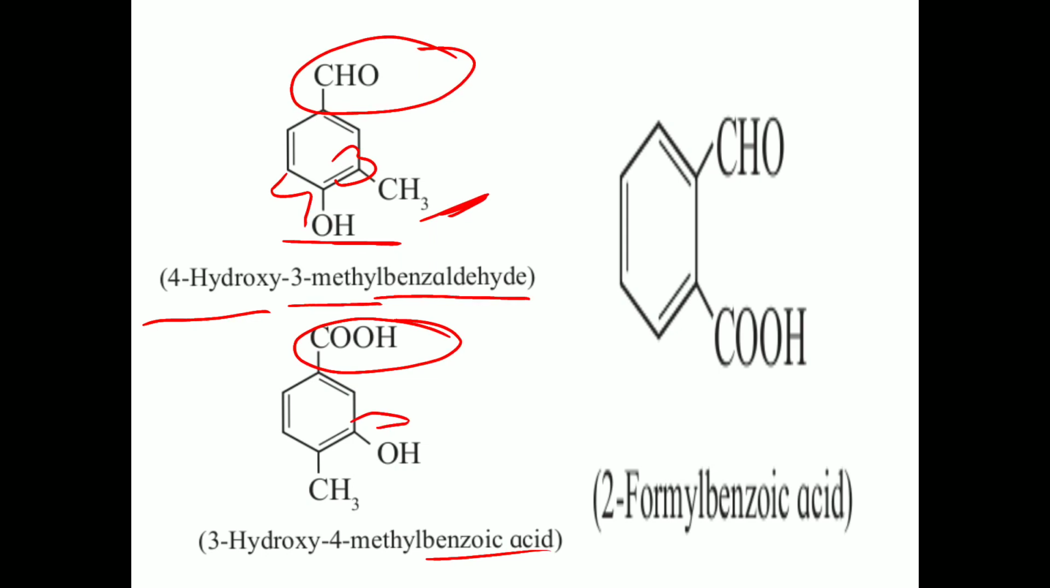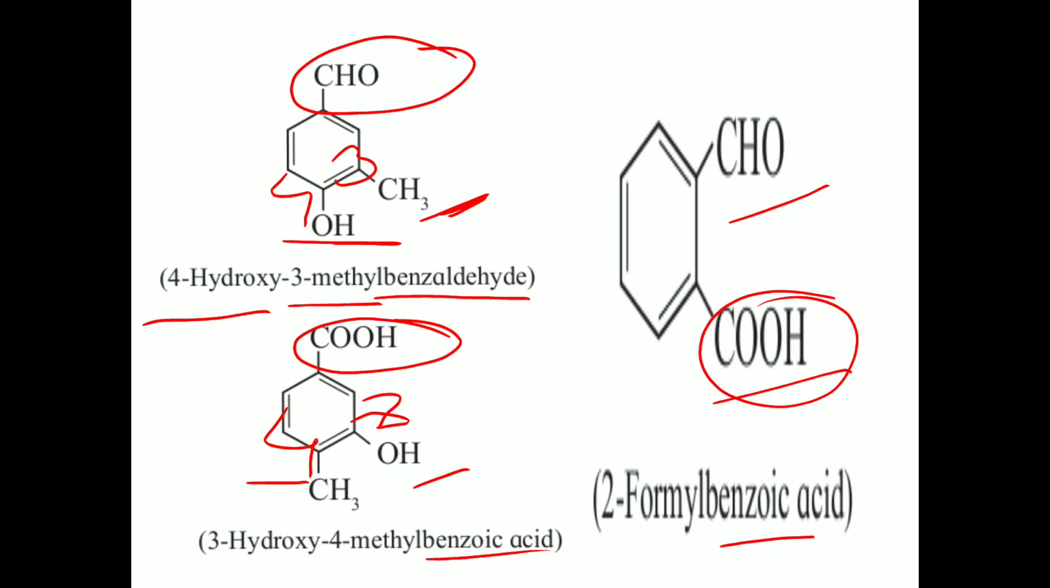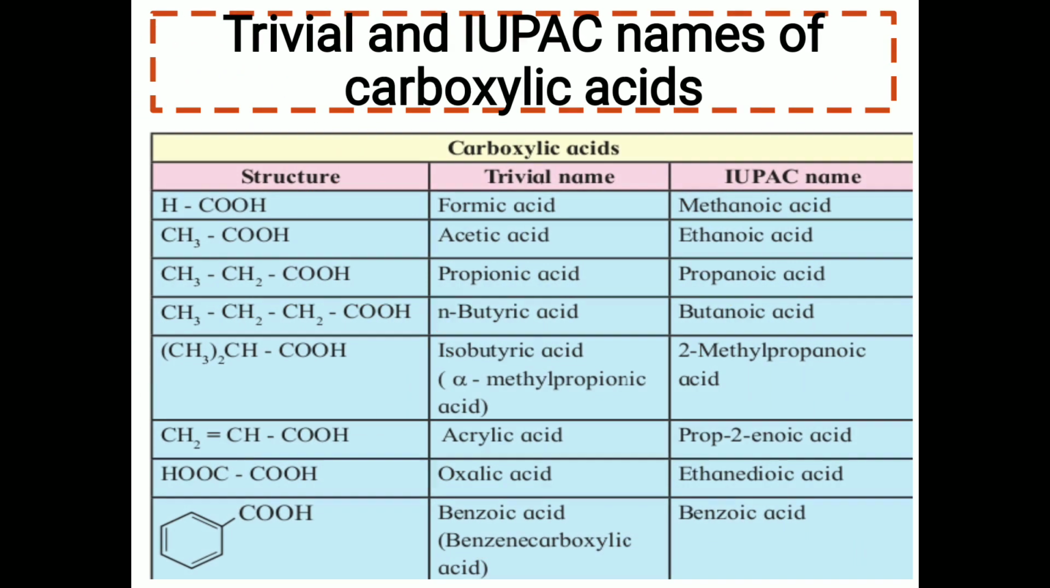Second, at the third position a hydroxy group is present, and at the fourth carbon atom a methyl group is present. So the name is 3-hydroxy 4-methyl benzoic acid. Now here it contains CHO and COOH, meaning both an aldehyde group and an acidic group are there, but preference is given to the COOH, that is the acid. So benzoic acid, and this is the first carbon atom, this is the second carbon atom, so 2-formyl benzoic acid. Now there are some examples for the carboxylic acid.